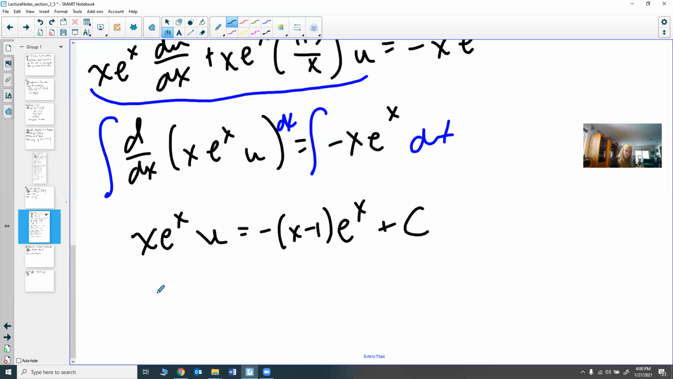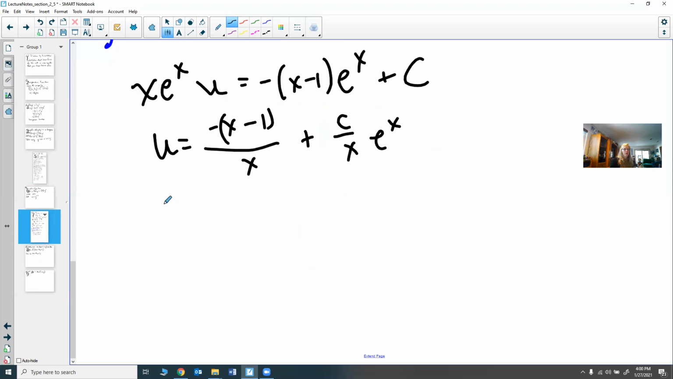Now, I want to get u by itself, so I'll divide through by x e to the x. So I'm going to get minus (x minus 1) over x, the e to the x's cancel, plus c over x e to the x. Now remember, that's what u is equal to. I don't want u, I want y. Remember, u is equal to y to the minus 1.